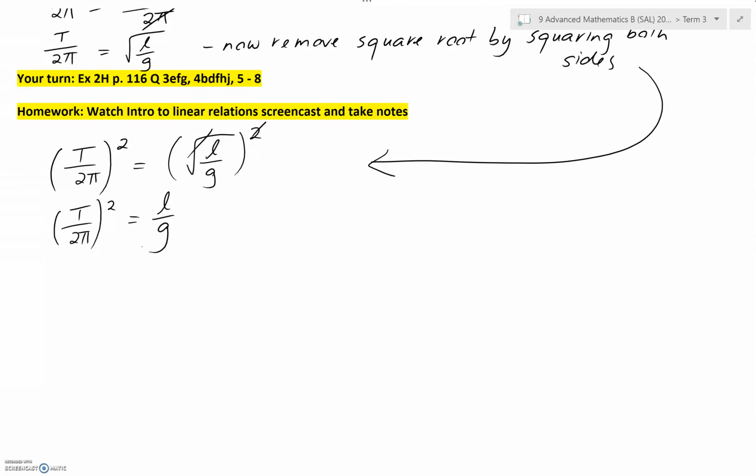Now we're getting there. We need to get G on its own, but G is on the bottom of our fraction and not on the top of our fraction, so we actually need to get rid of the bottom of that fraction first. So we must move the bottom of the fraction first.